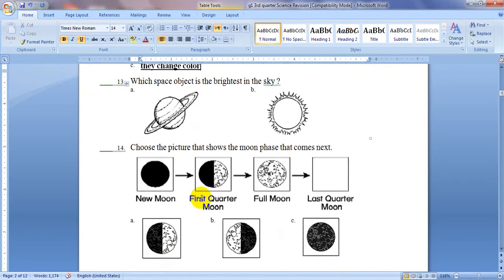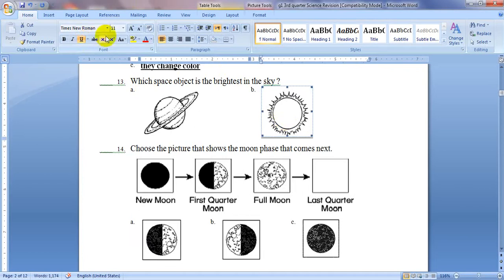The next question, question number 13. Which space object is the brightest in the sky? The brightest means it's shining, it's giving off light. Is it letter A, a planet, or letter B, the sun? Of course, it's letter B, because as we said, the sun is a star. It's giving off its own heat and light, while a planet is just a ball of rock. It doesn't have any heat or light.